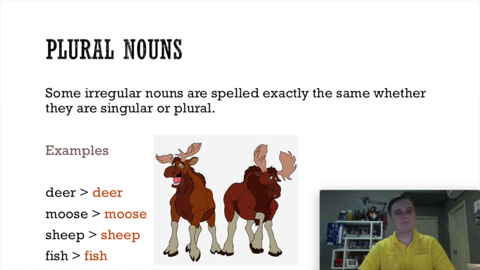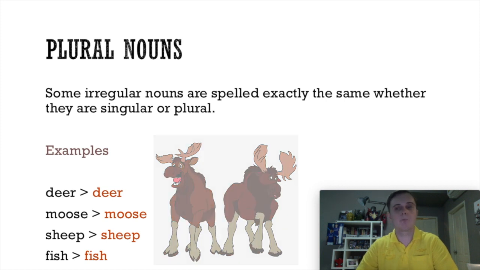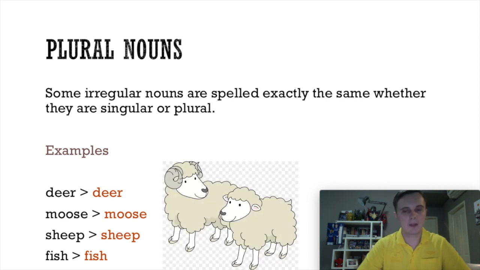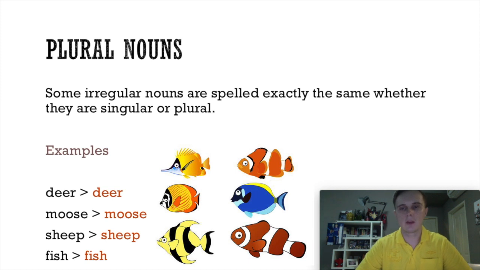Moose, again, a moose is an animal, and if you have one moose or more than one moose, you still just say moose. Sheep, I think you know sheep. You could have 1 sheep or 10 sheep, but it's the same noun, you don't say sheeps. And again, fish, you could have 1 fish or more than 1 fish. You don't say fishes. I could just say there are fish in the sea, and obviously there's more than 1 fish in the sea.